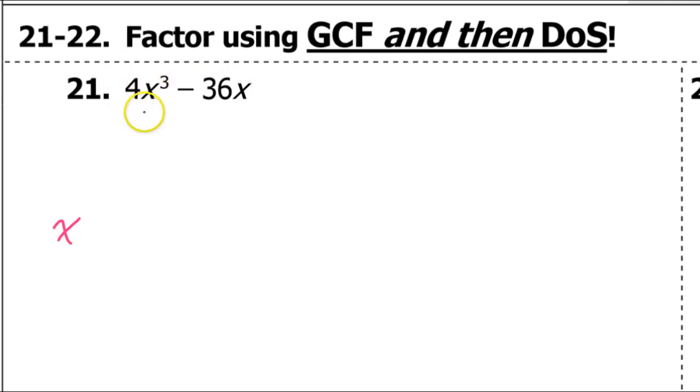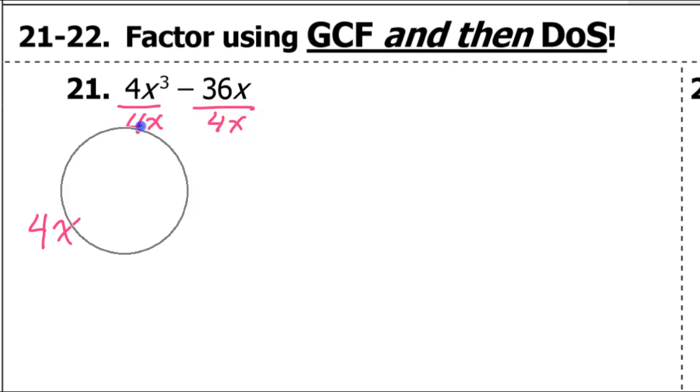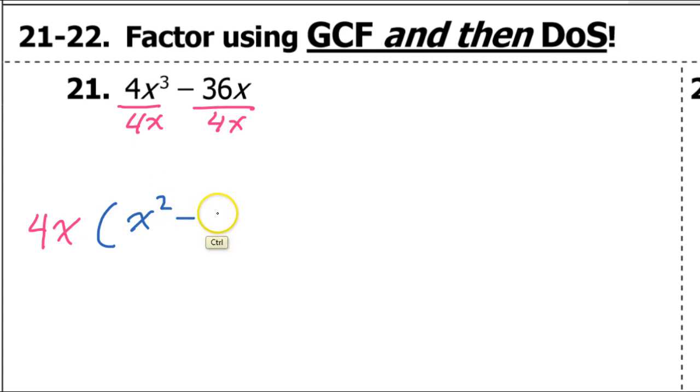Now let's look at the numerical part. 4 and 36. What's the biggest number that divides into 4 and 36? Well, 4 itself goes into 4 and 36. So that means the GCF will be 4x. Once you have the greatest common factor, divide by it. So I'm going to divide both of these terms by 4x. That tells me what's going to be left inside the parentheses. So this is going to leave x squared minus 9.